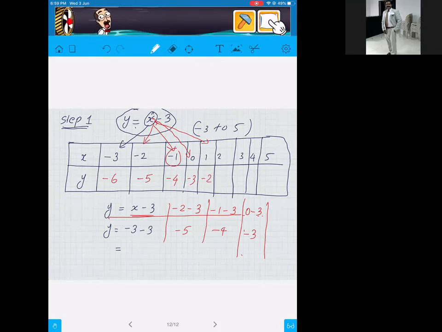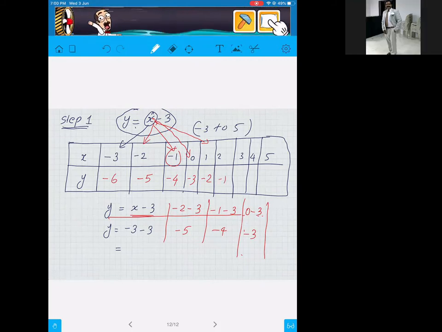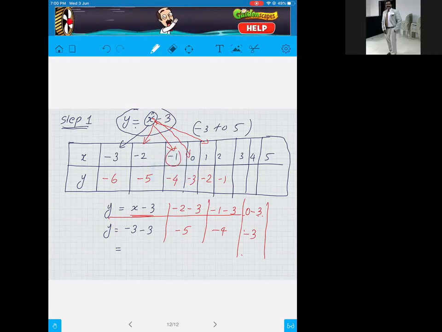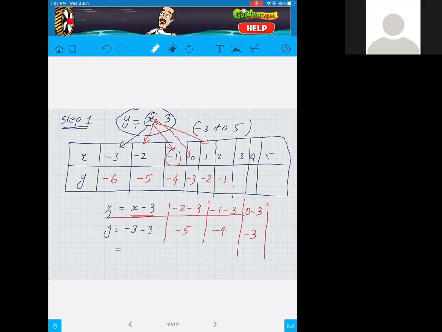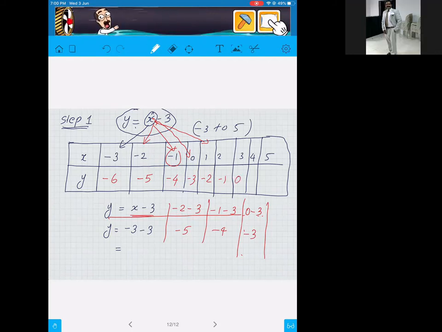Then next, Fawaz, tell me the next value. Sir, when x is equal to 2, y will be -1. Very good. Jema, tell me the next value. No, x is equal to 3. When x is equal to 3, y will be 0. Yeah. Haneen, next value.